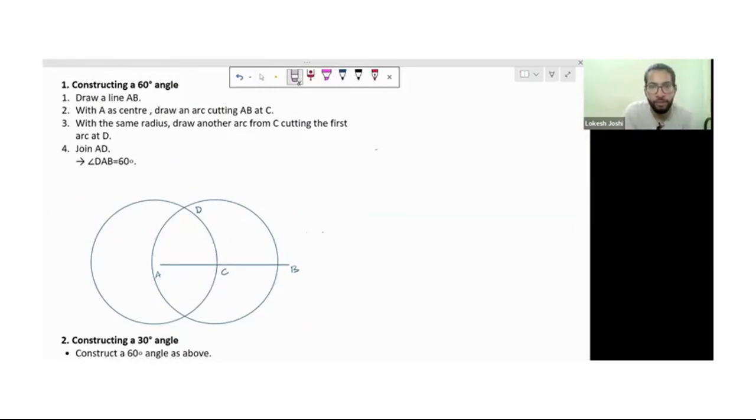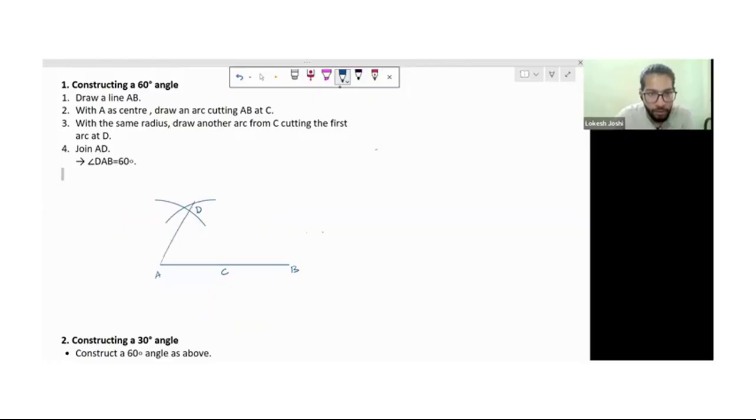So let me erase all the other things. After that, what we have to do is join AD. Now if I join AD, then angle DAB is equal to 60 degrees. Okay, this angle.